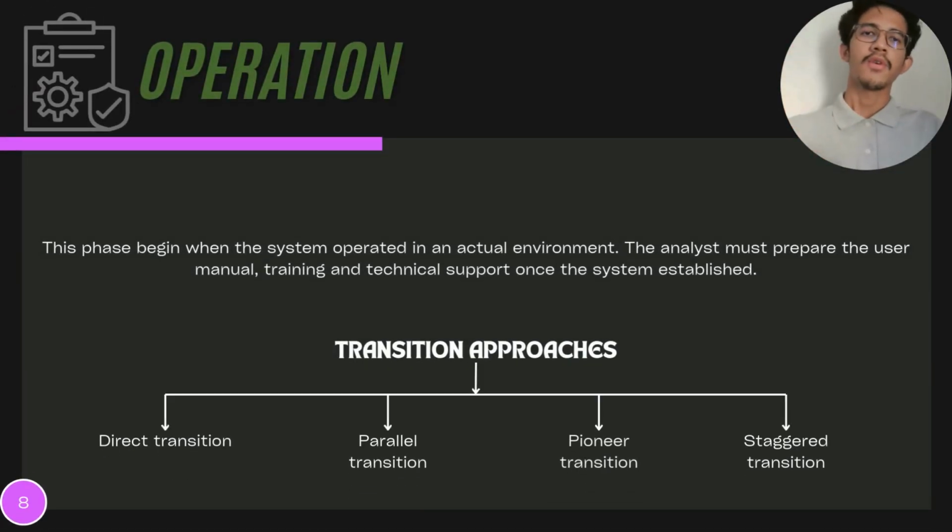The fifth phase of DBLC is the operation phase. This phase begins when the system operates in an actual environment. The analyst must prepare the user manual, user training, and technical support once the system is established. So, how do we carry out this phase? There are four ways to carry out this phase. First, direct transition process. Second, parallel transition process. Third is pilot transition process. And lastly, staggered transition process.